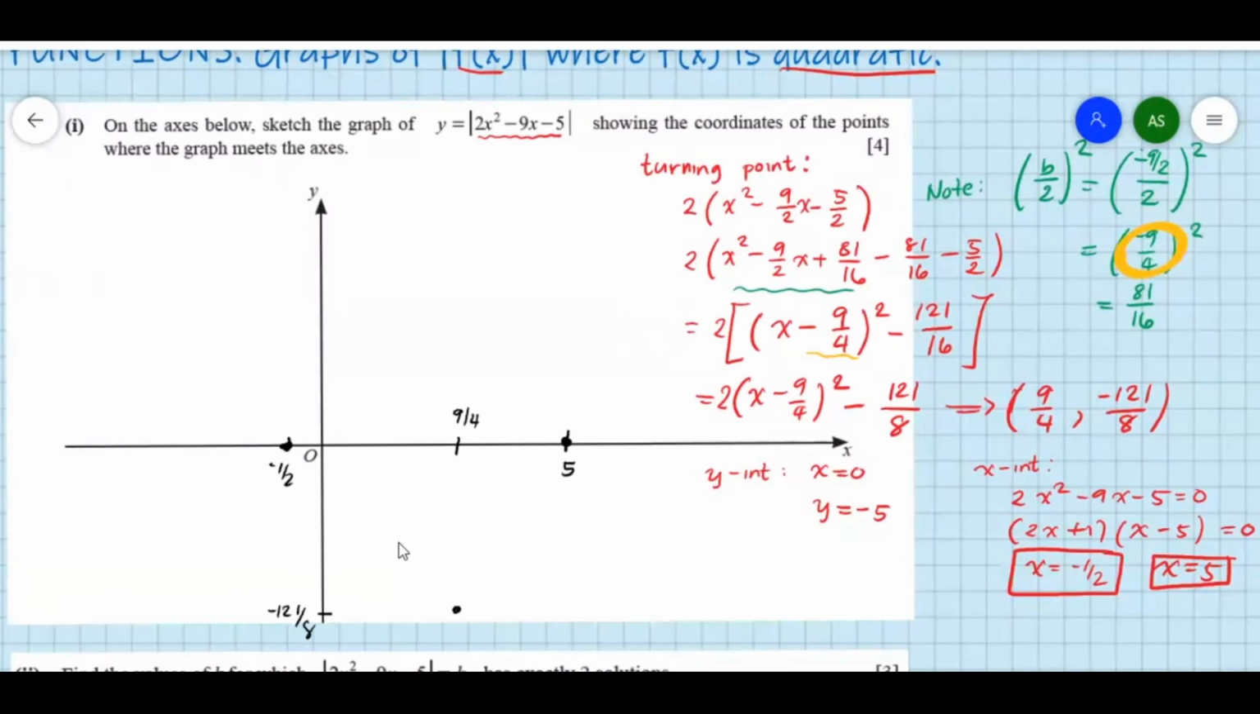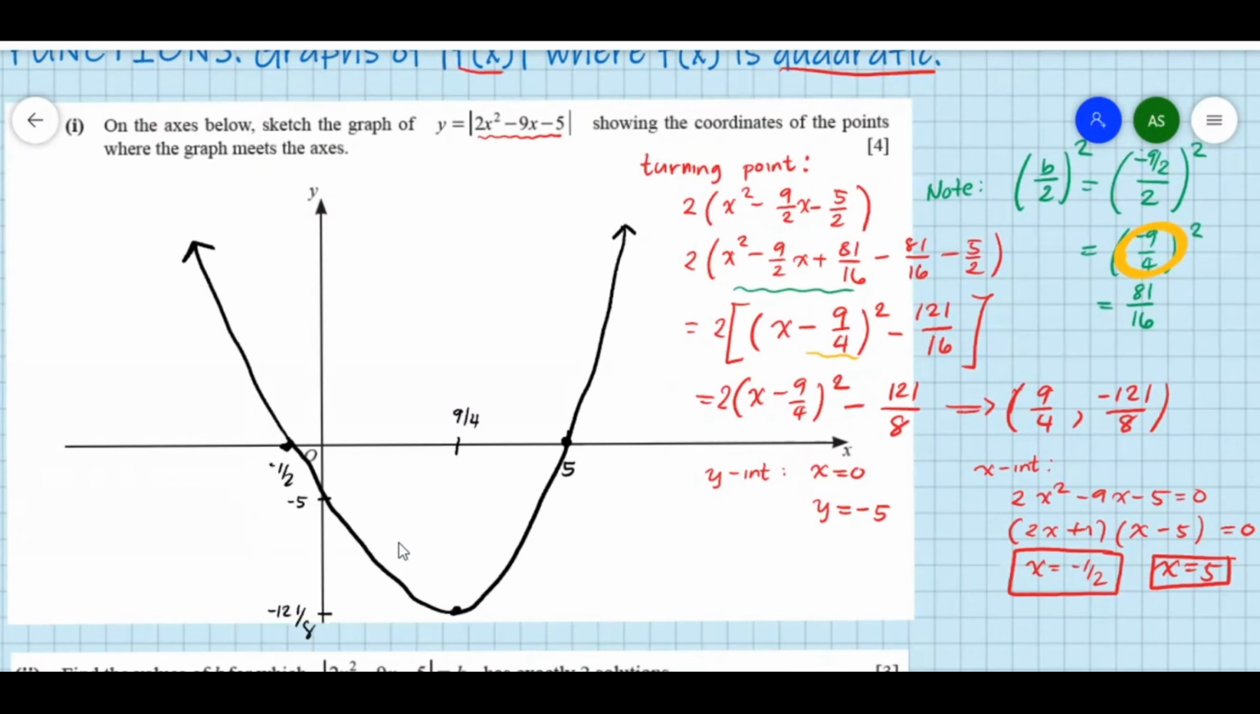All right. And of course, your graph must pass through your y-intercept, which is at negative 5. So therefore, your graph will be this curve. So a graph of a quadratic function is a U shape. Okay, so to indicate. All right, so that means this is now the graph of your quadratic function.